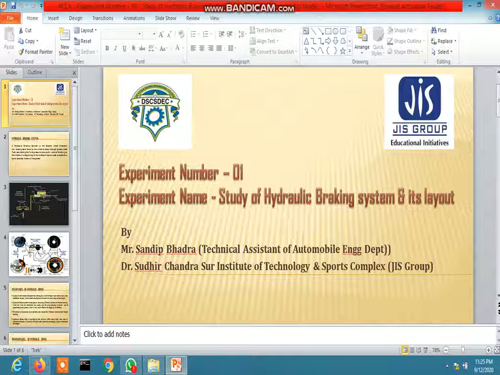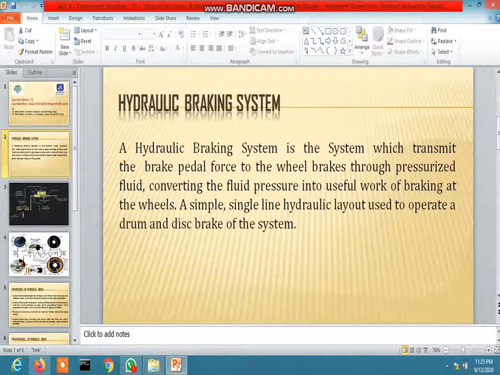Today our experiment is the study of the hydraulic brake system and its layout. What is a hydraulic brake system? Brakes which are operated by means of hydraulic pressure are known as hydraulic brakes.